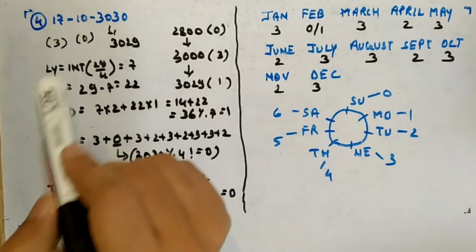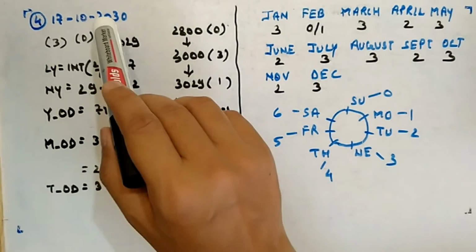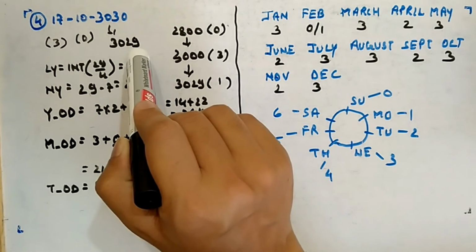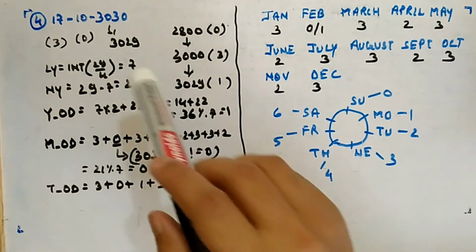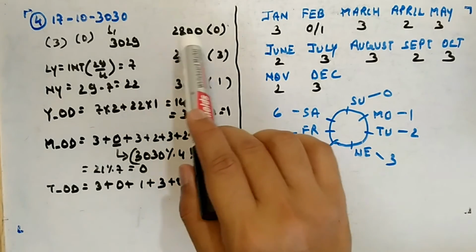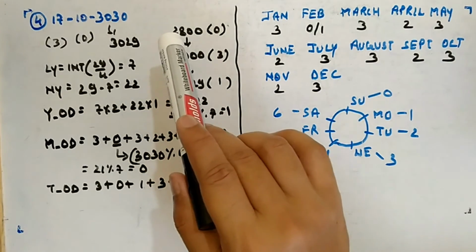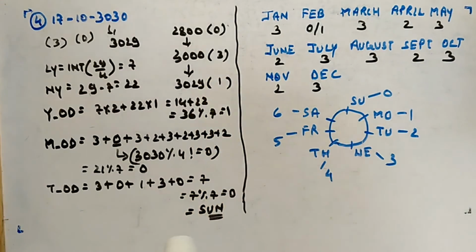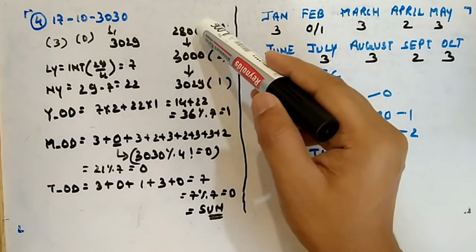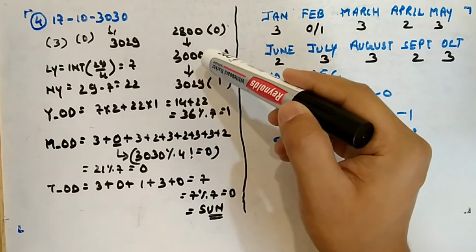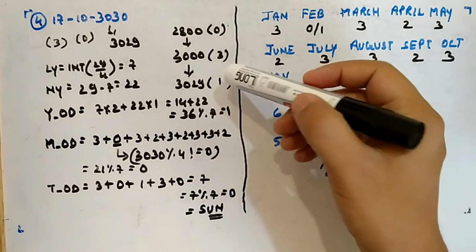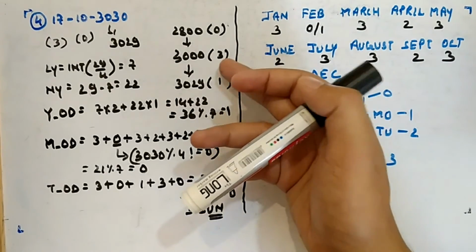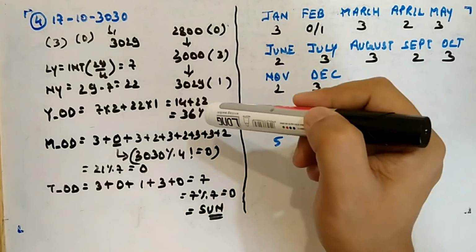17th October 3030. What will be the day? So 3030 we have to target, so we go till 3029. 3029's closest century year will be 2800. 400 into 7 will be 2800. That will give you 0 odd day. Then from 2800 to 3000 you have to come 200 extra. For 100 it is 5. For 200 it is 3. So 3 odd days till 3000 year.